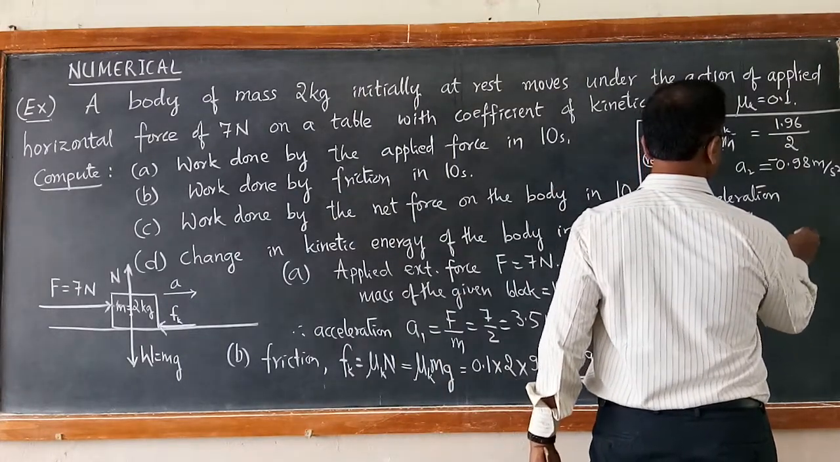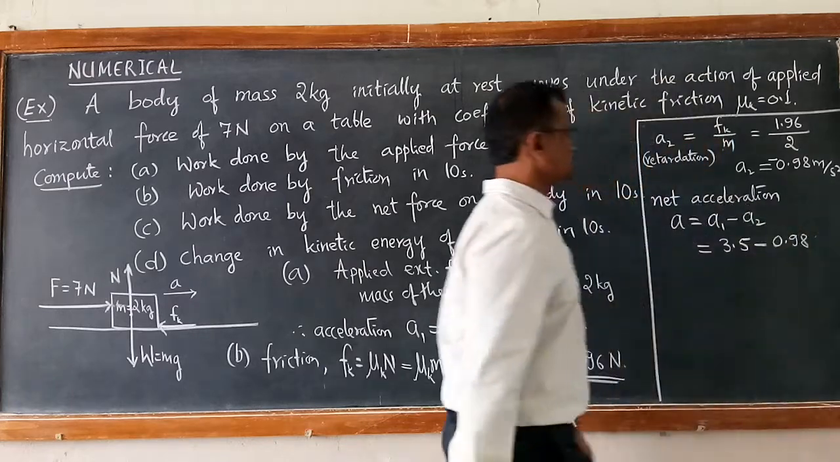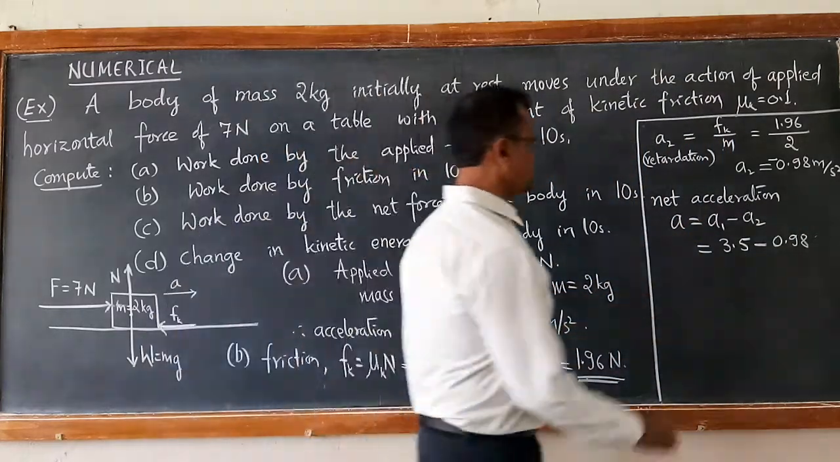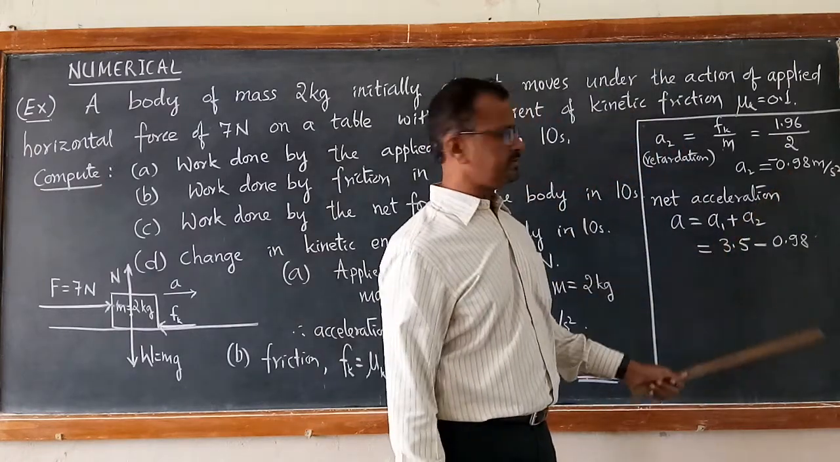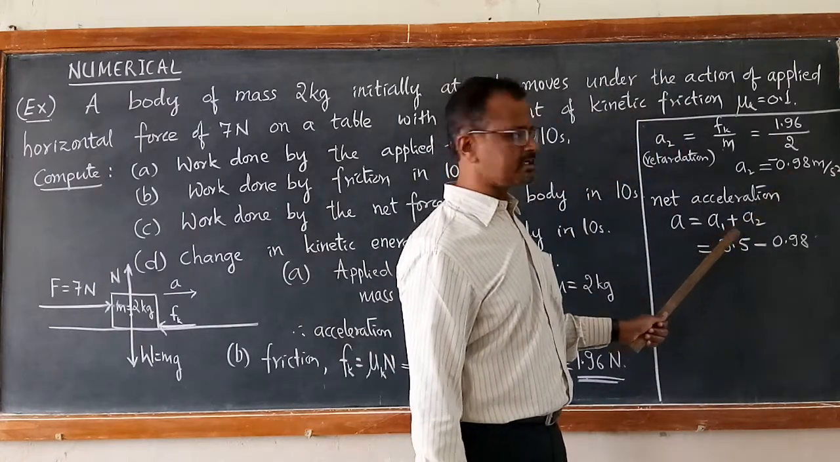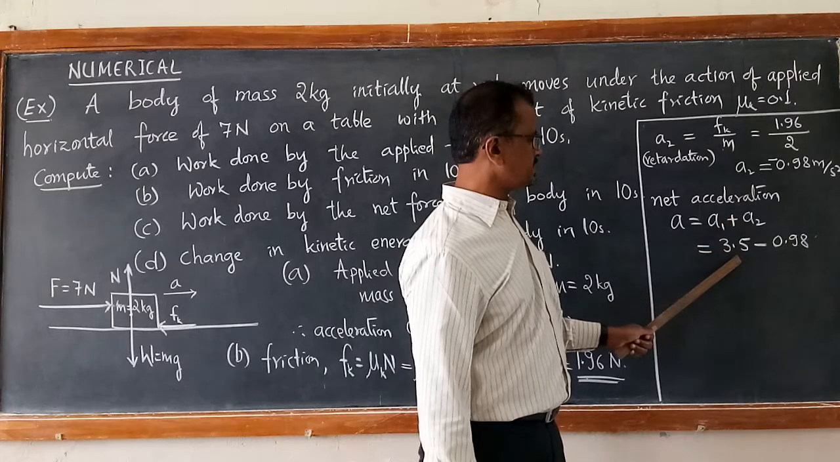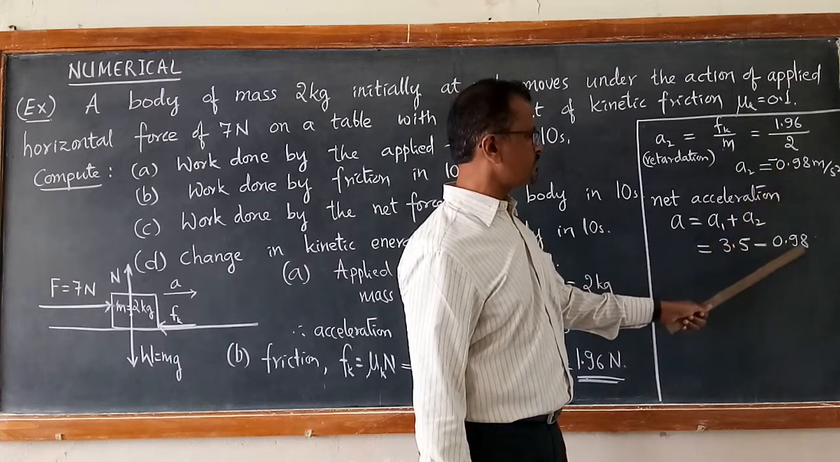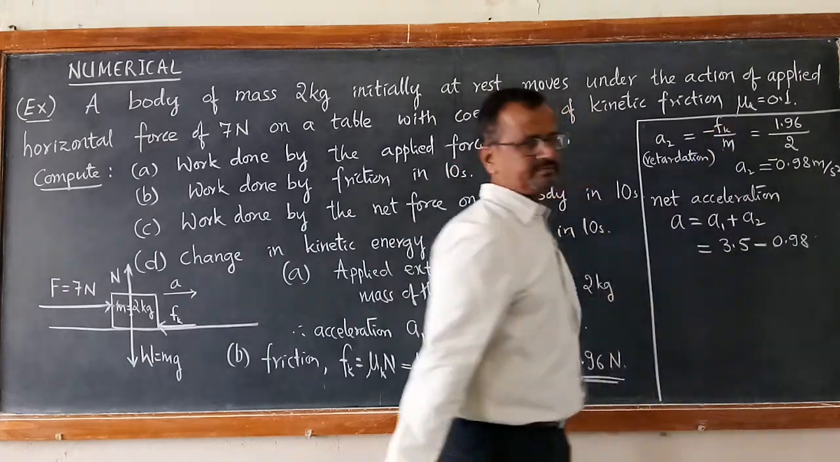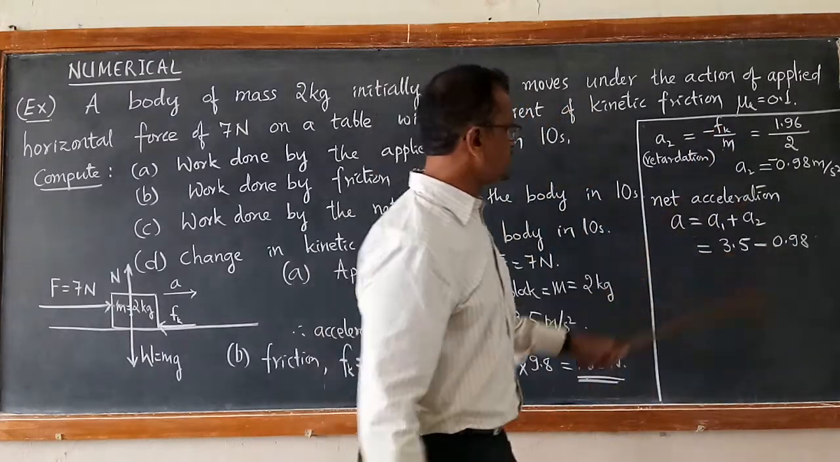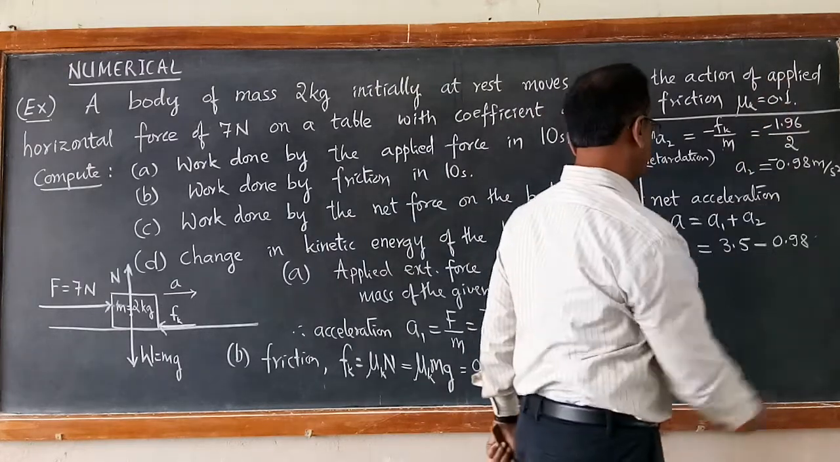minus 0.98. So if it is confusing, you can write A1 plus A2. Since A2 is negative, A1 plus A2 is the net acceleration. So A1 is 3.5, A2 is minus 0.98. Why is it so? Because frictional force is negative, right? Therefore it is retardation. Okay.